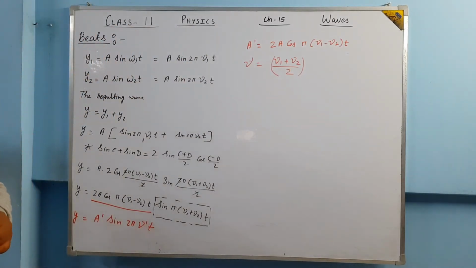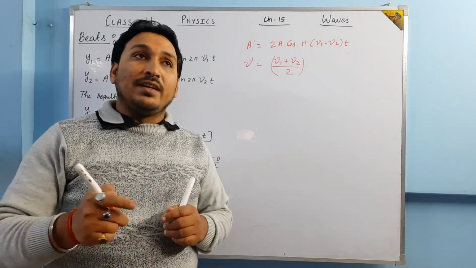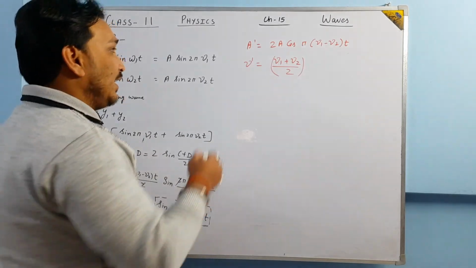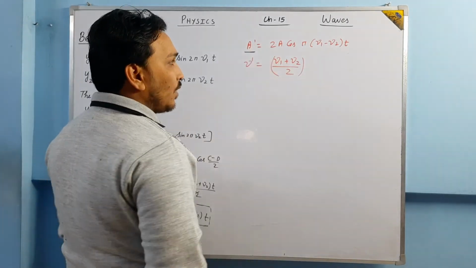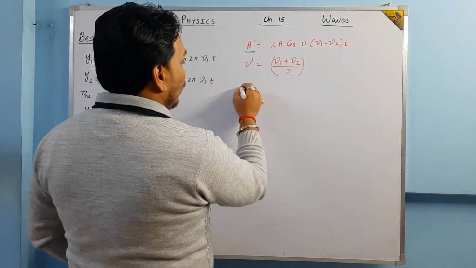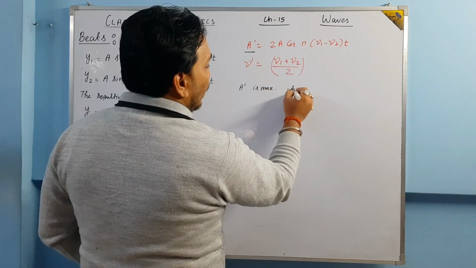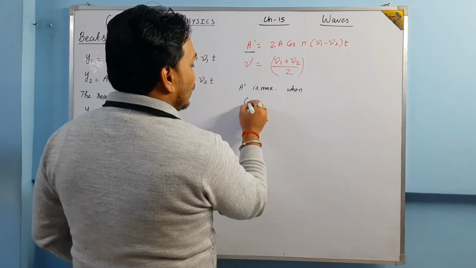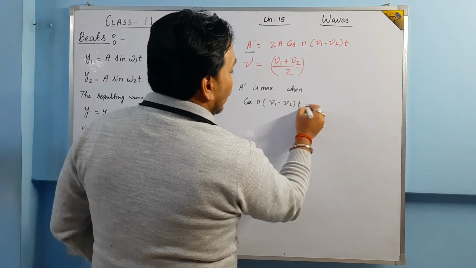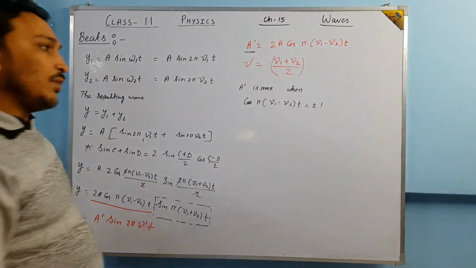Okay. Now in beats we talk about rise and fall in the intensity of sound. And when we talk about rise and fall in the intensity of sound, intensity depends upon amplitude. Now the amplitude varies according to the cos theta. So A dash is maximum when cos pi (nu1 minus nu2) into t is equal to plus minus 1.